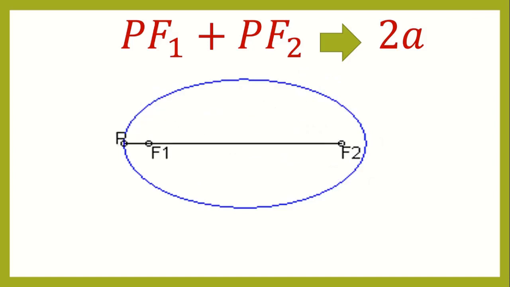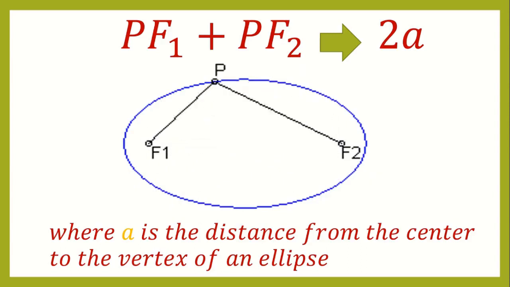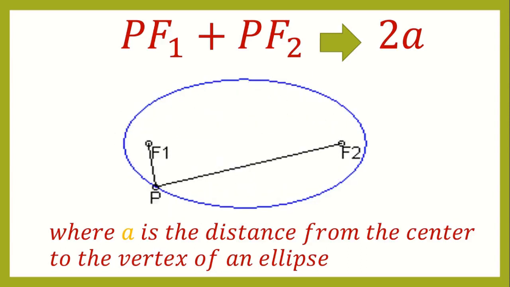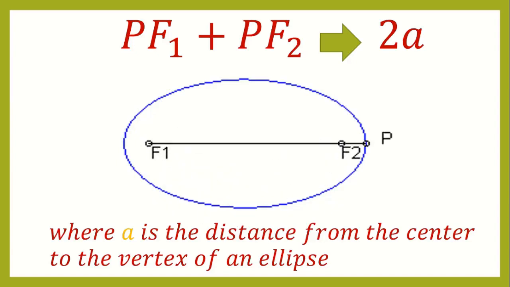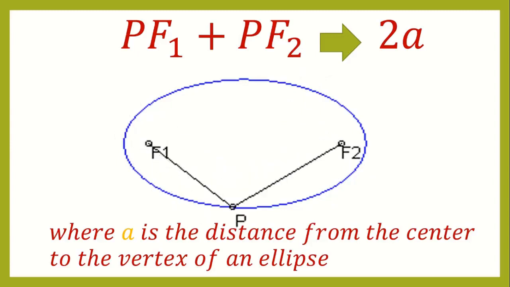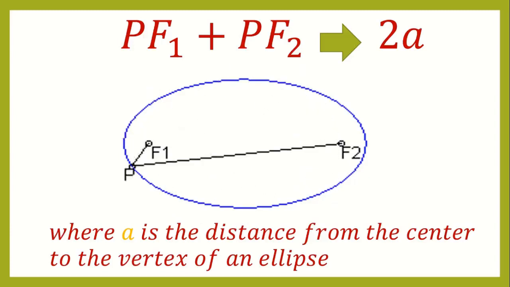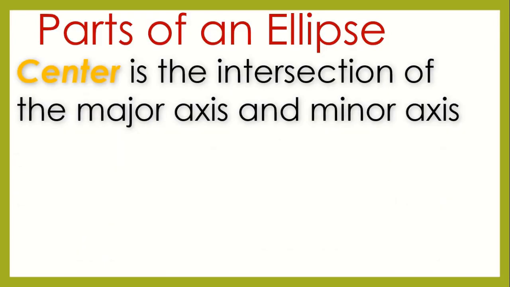Ano ba yung a? Yung a natin, yung distance from the center to the vertex of an ellipse. Mamaya ipapaliwanag ko kung ano yung a na yon. Basta't itong a na to, simula sa gitna ng ating ellipse hanggang dun sa vertex ng ellipse, yun ang measurement ng ating a. Mamaya ipapaliwanag ko yan. Ano ba yung center? Intersection ng major axis and minor axis. Ayan, nagkameron naman tayo ng another terms. Ano yung major at ano yung minor axis?